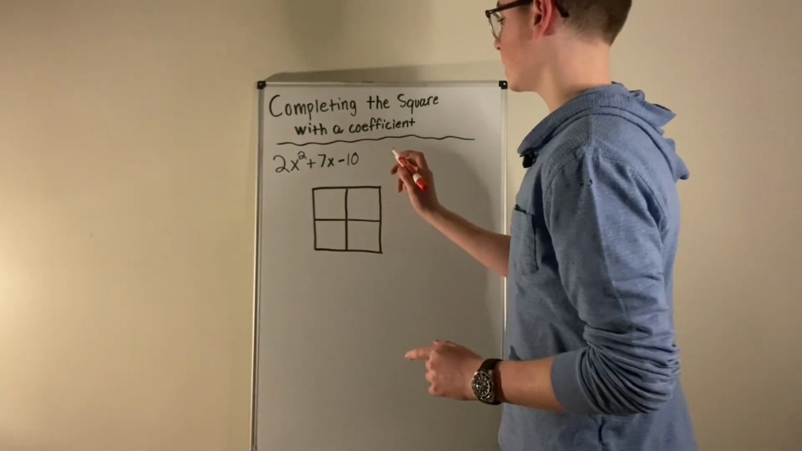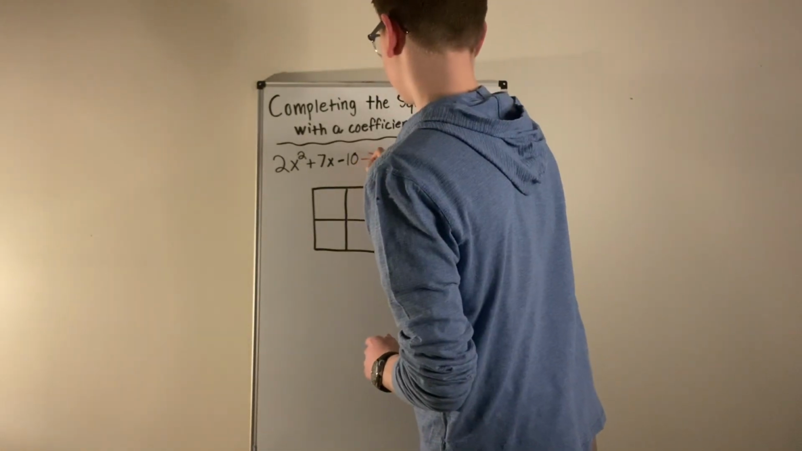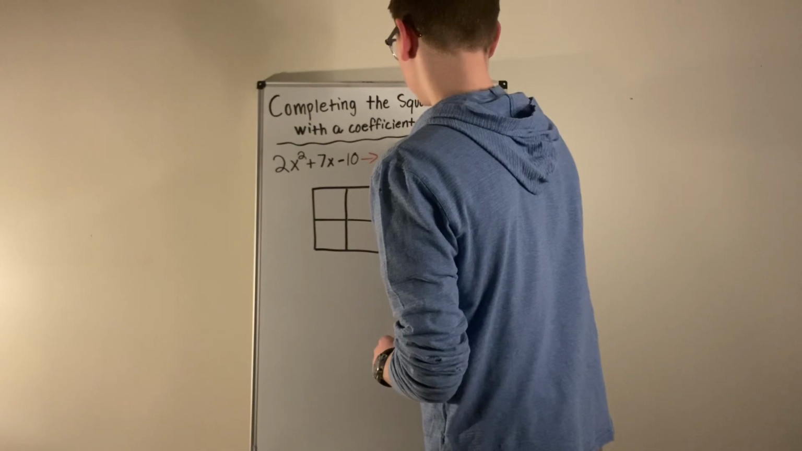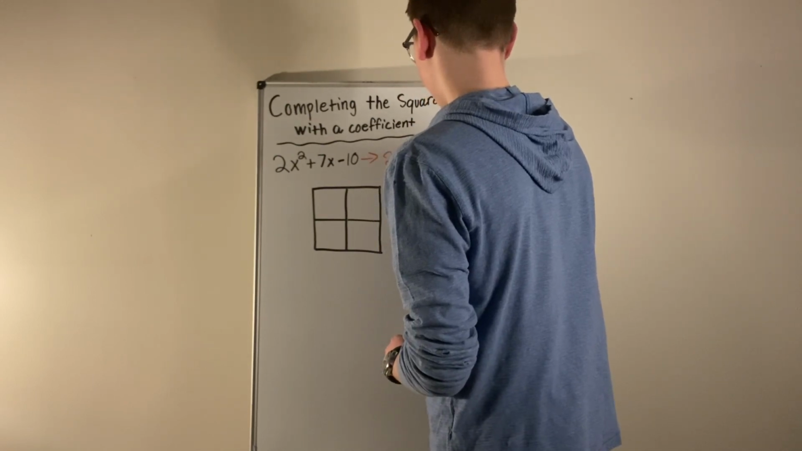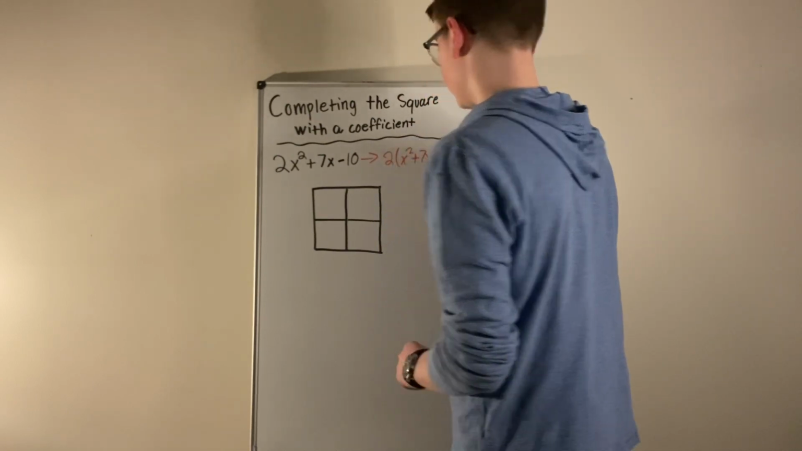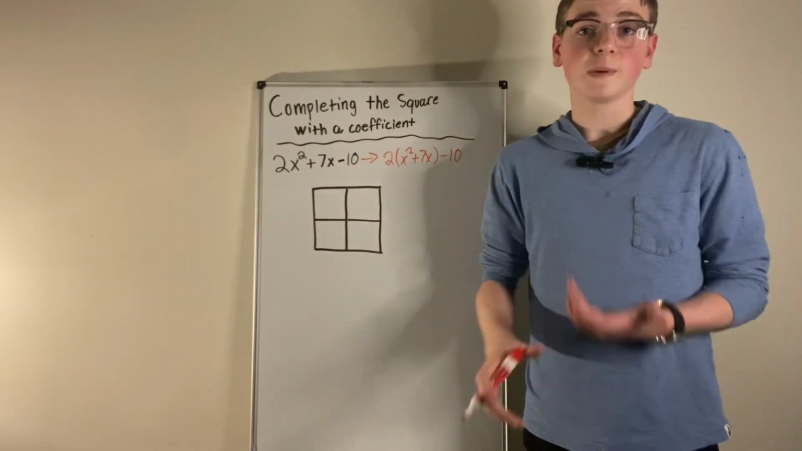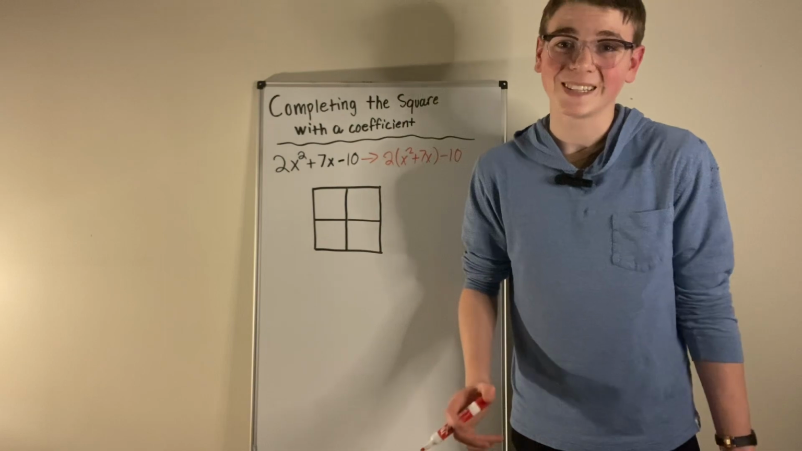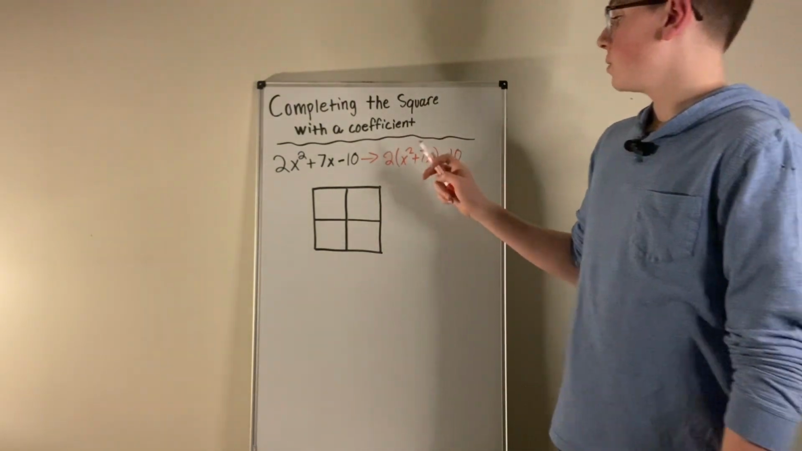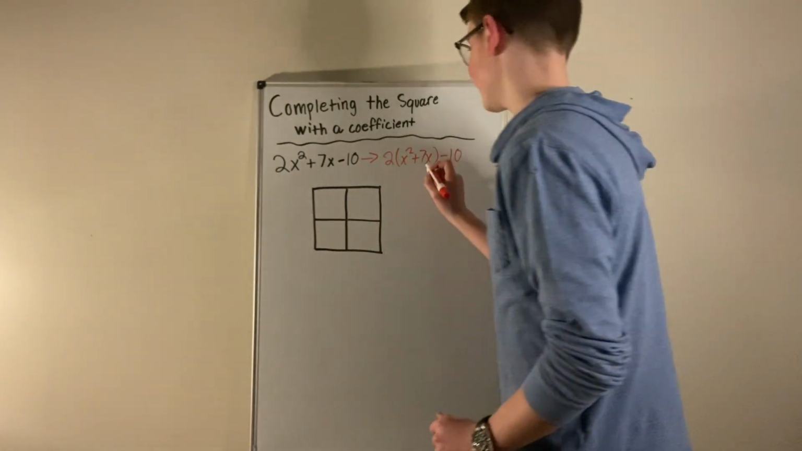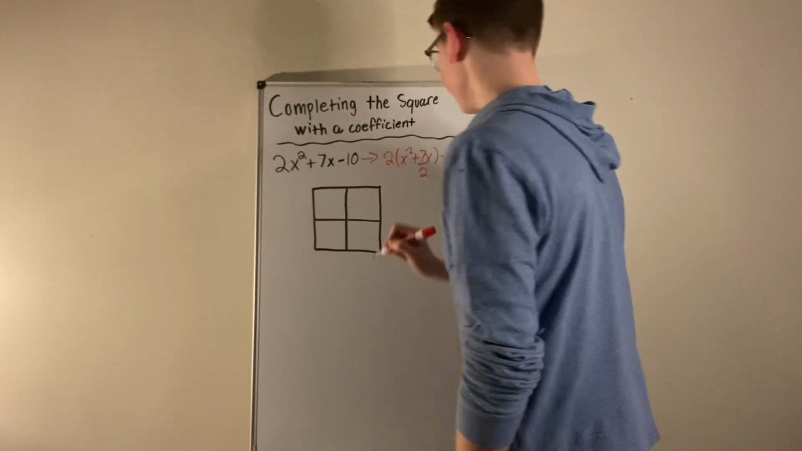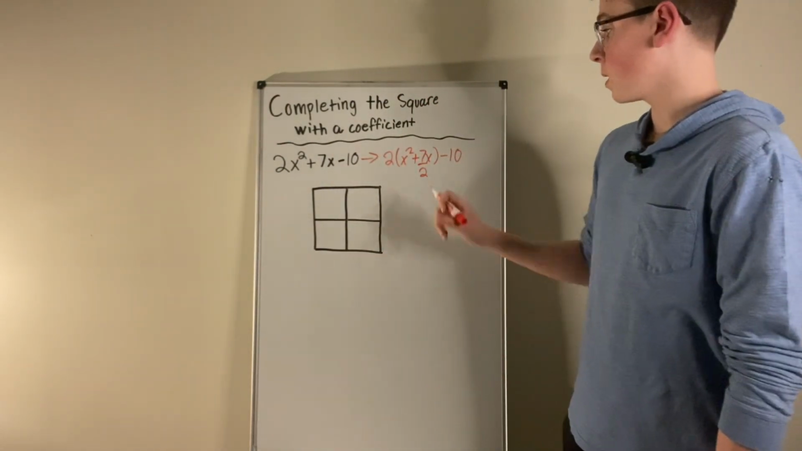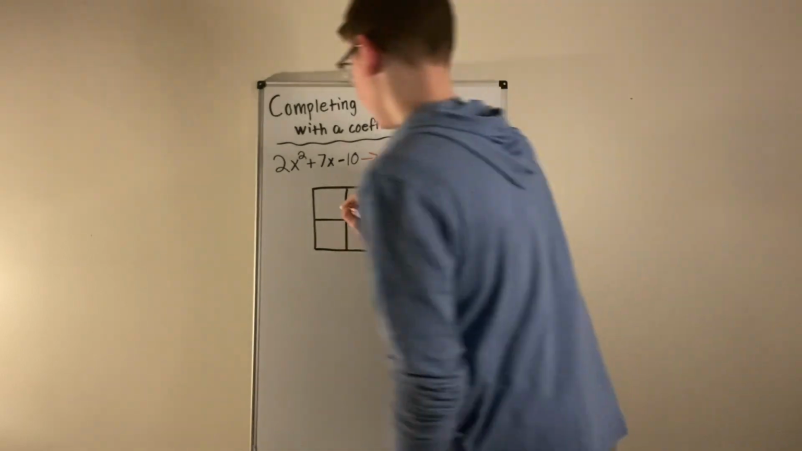First thing we are going to do to get rid of this coefficient is take it out of the first two terms. The reason we don't want to take it out of this last term, this negative 10, is because we're going to have to distribute it back anyways, so might as well not take it out. So now we have 2 times x squared plus 7/2 x, minus 10. So we put this x squared in the first box.